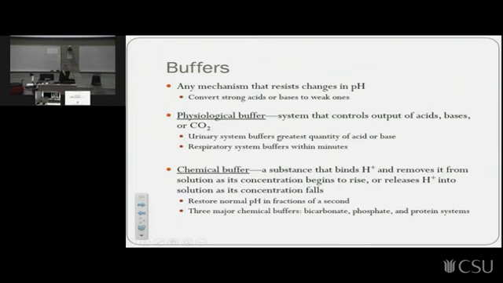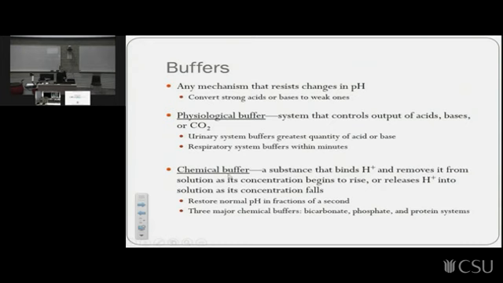The urinary system buffers the greatest amount of acid-base balance, so more of it can get buffered through the urinary system, however it can take a lot longer. It can take a couple of hours or up to a couple of days, whereas the respiratory system will buffer within minutes, however not as much of the buffering takes place, so it's not able to coordinate all the hydrogen ions as quickly as the urinary system, or as often as the urinary system does.